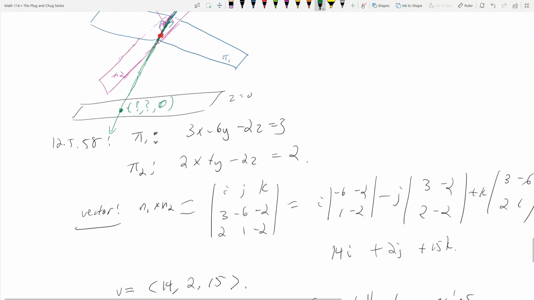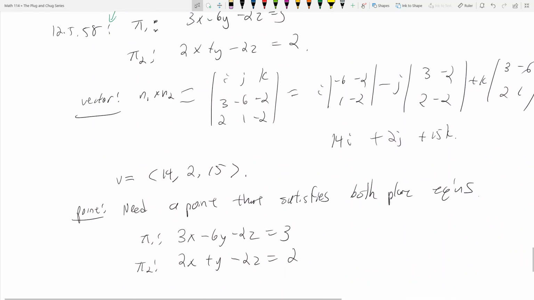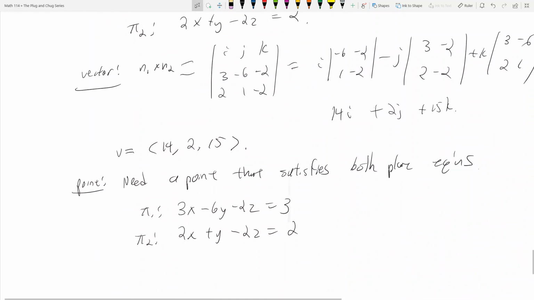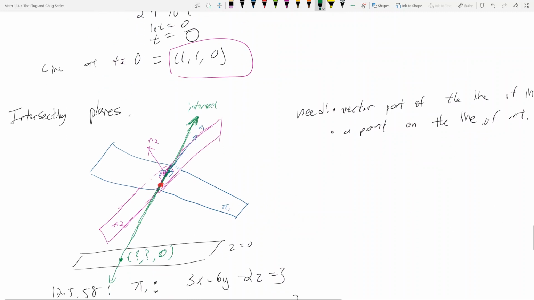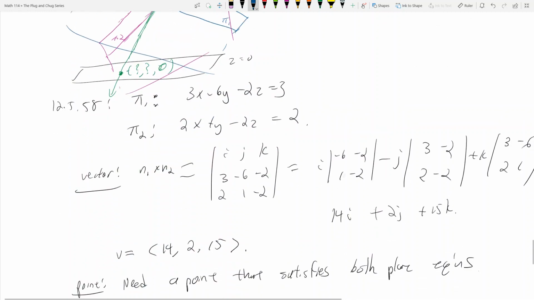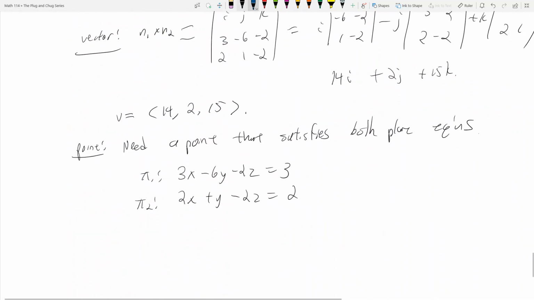Cool, got it? So what does that mean? That means that this line, remember, is the intersection of both planes, except that I didn't draw both planes. These planes technically do extend out forever, right? So this green line is going to extend out forever as well. At some point, we're going to have z equals 0.